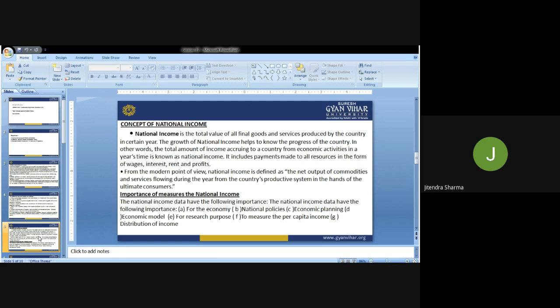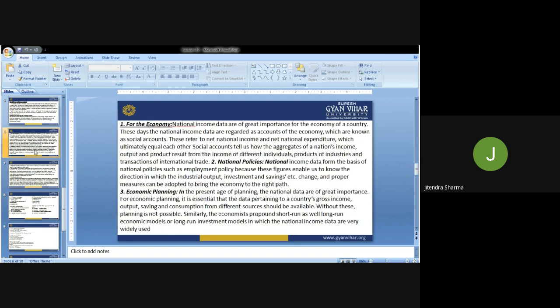For the importance of measuring national income, what are the parameters on the basis of which we will decide the national income? The national income data have the following importance: for the country, for national policies, for economic planning, for economic models, for research purposes, for measuring per capita income and distribution of income. Next we'll discuss in brief all these important parameters that are helped by the national income. If we have the data, it will be helpful for us to understand the national income.